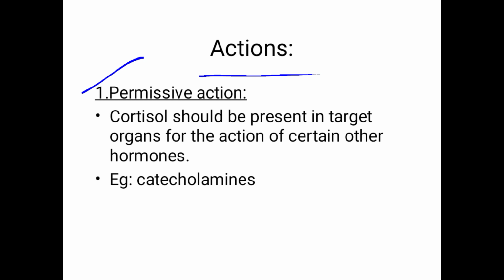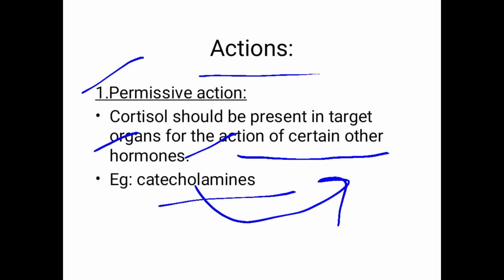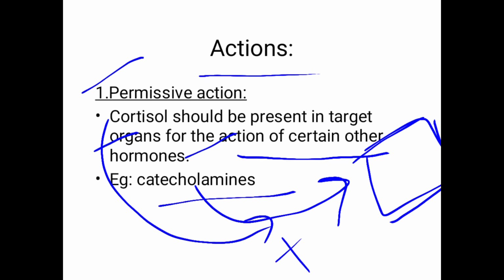So the cortisol will be present in the target organ for the action of certain other hormones like catecholamines. That means the catecholamines have to act on the target organs. So the cortisol will provide a positive input for the catecholamines to show their action on their target organs. Hence it is a permissive action.